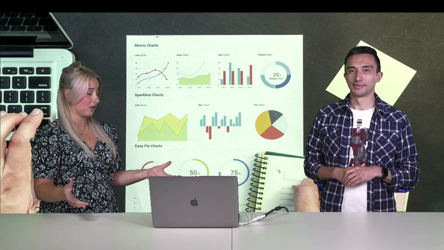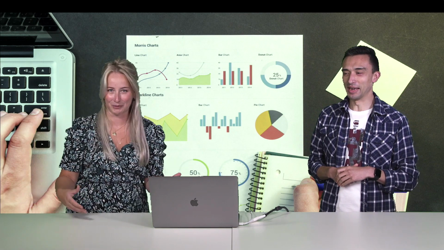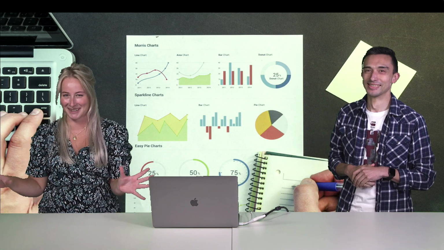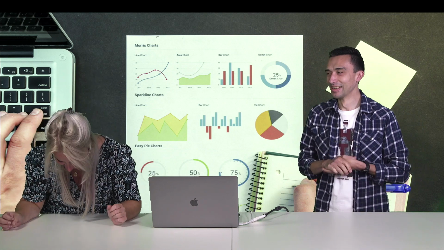We have a checklist. A checklist. Do we have a chick? No, we don't have a chick. Do we have a... Because then I'm interested.